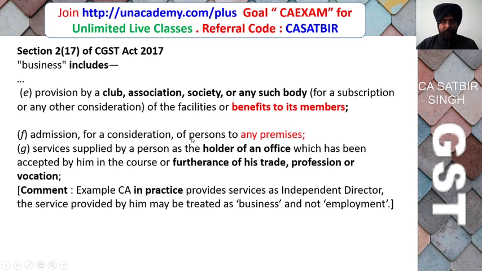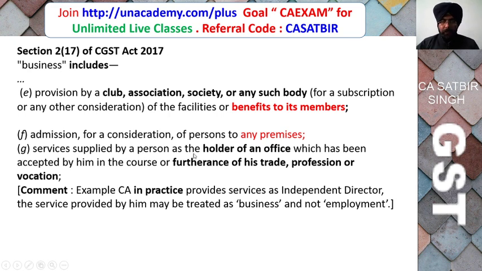Admission for a consideration of a person to any premises. Suppose there is an exhibition and fees are collected for participating in that exhibition or event, or you are collecting fees for entering into a hall, so that will also be termed as supply.